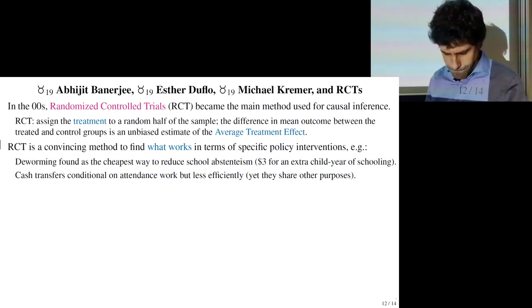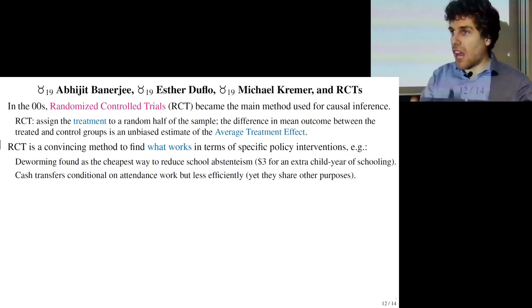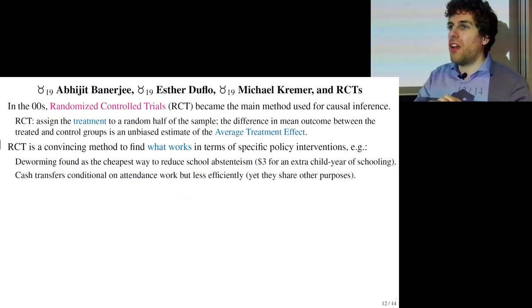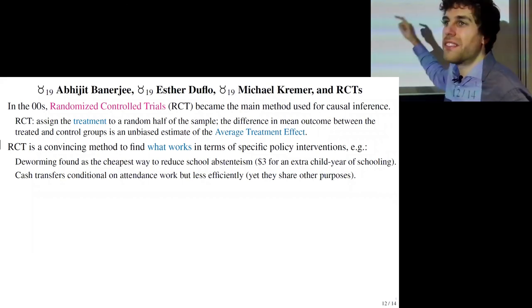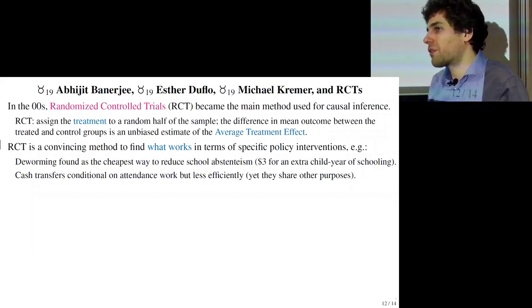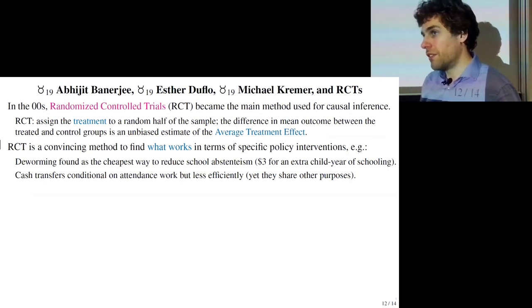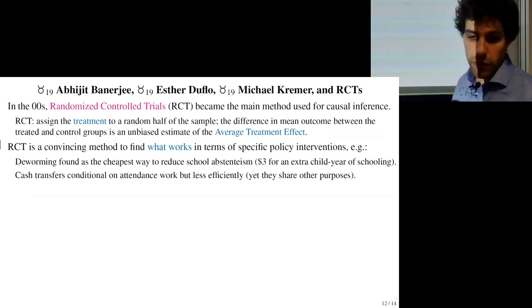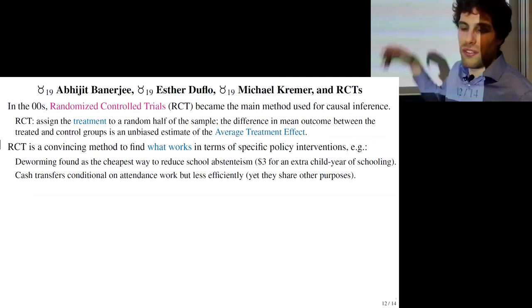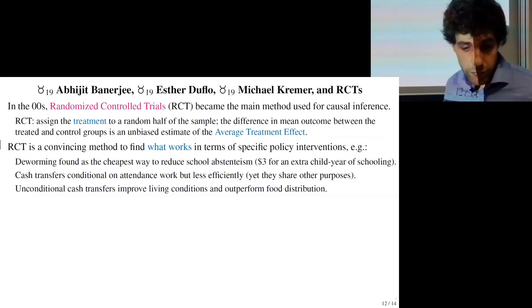On the same topic, another method would be to give cash to the families if their kids go to school. It works, but it's $60 per child-year, for an extra child-year of schooling, so it's more expensive, but it serves other purposes, of course, because it's also a way to reduce poverty of the families. So even if it's not as efficient to reduce school absenteeism, it can still be a good policy.